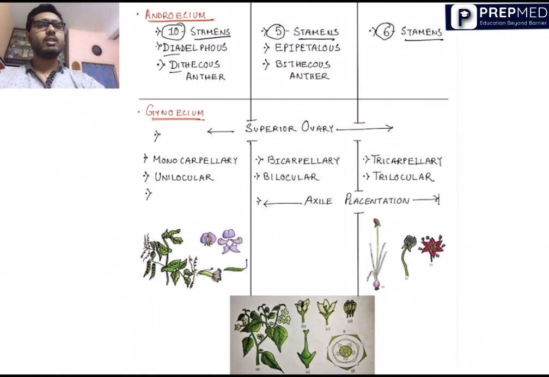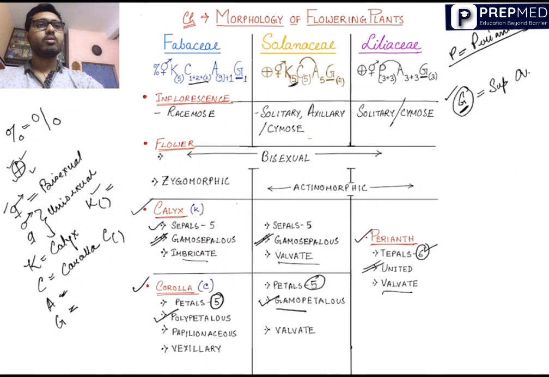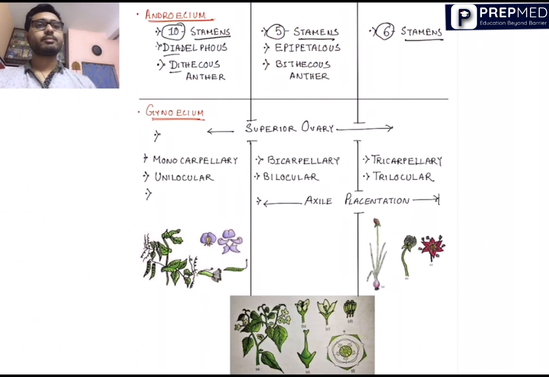And as I had said, they were arranged in order of number of carpels, so monocarpellary, bicarpellary and tricarpellary. Mono, bi, tri. Now what are locules? Locules are compartments within the ovary. If it's unilocular, there is only one compartment, bi means 2 and tri means 3. So it's also arranged in ascending order. It's very easy to remember now. And the placentation for Solanaceae and Liliaceae is axile placentation.